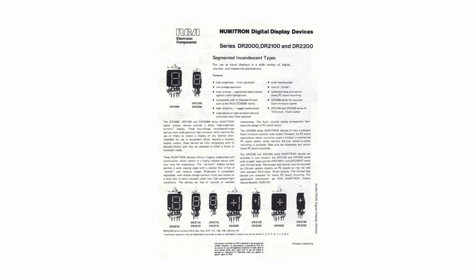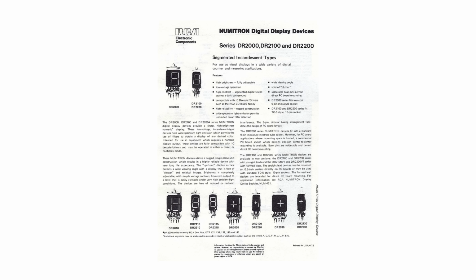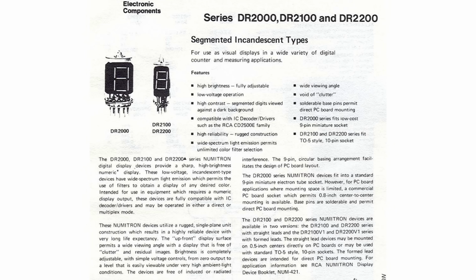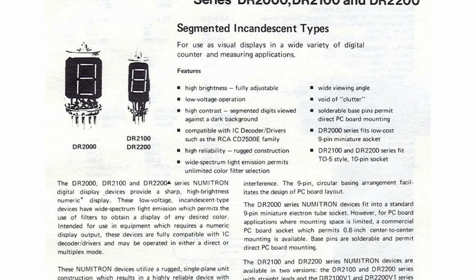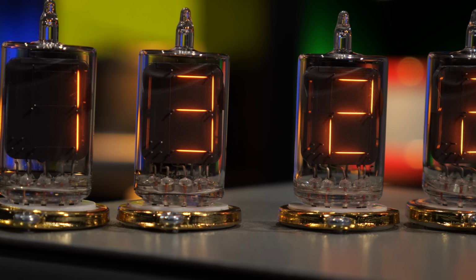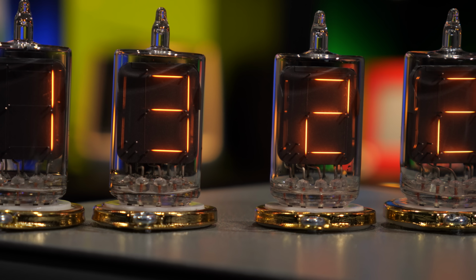You can see from the datasheet that RCA was grasping at straws trying to sell these things. Oh sure, low voltage operation is very real and objectively a good differentiator. But void of clutter is clearly a dig at Nixies, and the whole, oh, it's incandescent with a wide spectral output so you can use color filters to obtain a display of any desired color, is true, but a stretch. I mean, sure, but good luck with blue.